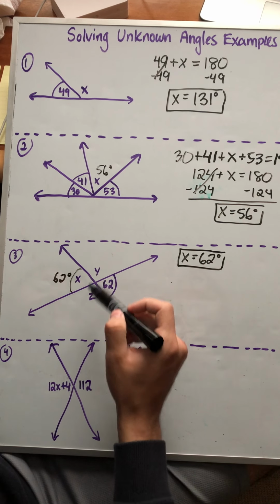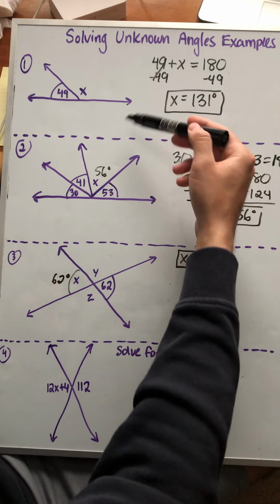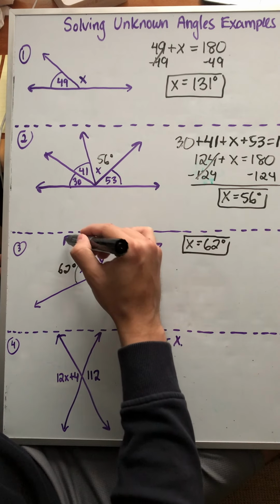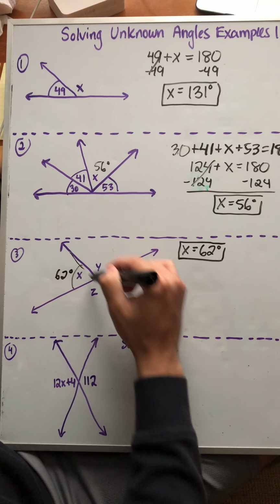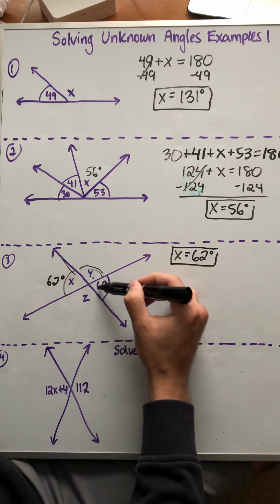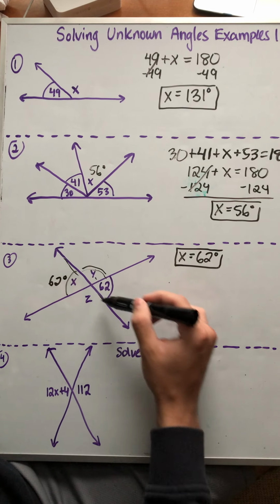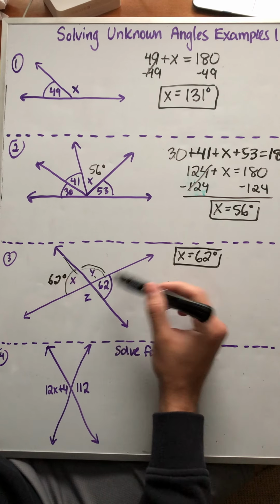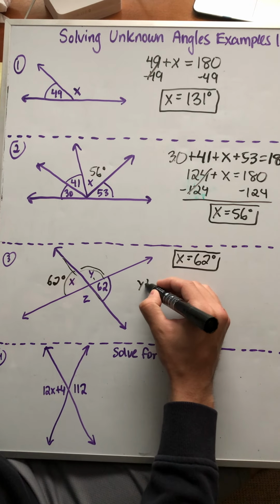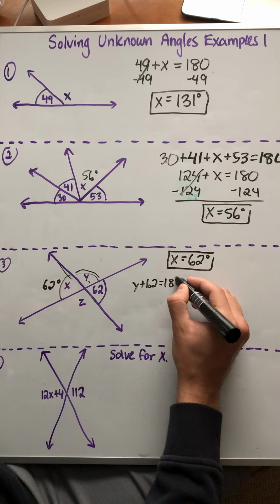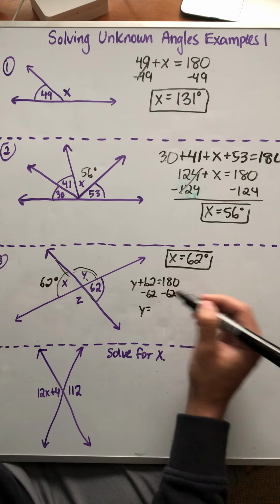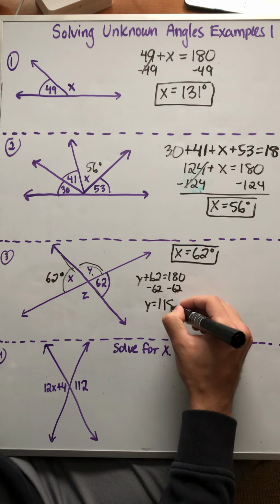But when it comes to the y and the z, it's a little different. Now you actually have to do what you did before. For example, y, with this 62, you have a straight line. So these two angles should add up to 180 because they are the two angles with this straight line. So to find y, it'd be y plus 62 equals 180. Subtract the 62 to the other side. Y ends up being 118 degrees.